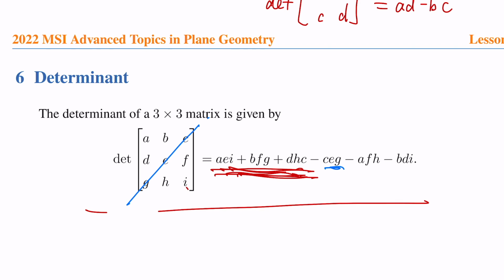And there are 2 other negative terms coming the same way, but with a different orientation. The red one is from top left to bottom right, and the blue one is the other way around. Anyway, the terms are CGE, AFH, and the last one would be BDI. So altogether there are 6 terms.